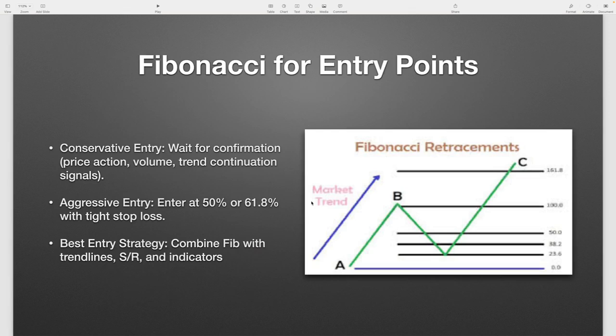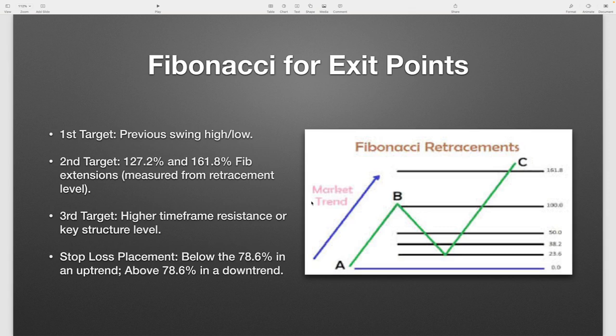The best entry is, of course, to combine the Fibonacci. Y'all know I love a 4-for-4 setup. Are we looking at this Fibonacci tool while it's at a support trend line or resistance trend line or whatever it is, with a price action signal? Bet. I'm ready to enter. Now, when we're looking at our exit points, your first target needs to be the previous swing high or swing low. Whether you're in an uptrend or downtrend, it needs to be the previous swing high or the swing low.